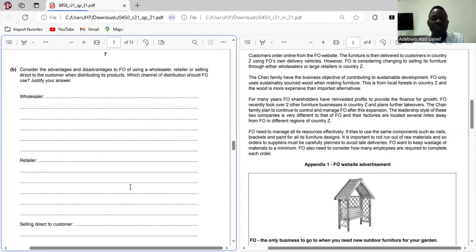What are the advantages and disadvantages to FO of using a wholesaler, a retailer, or selling direct to customers when distributing its product? Which channel of distribution should FO use? Justify your answer. We start with the wholesaler.